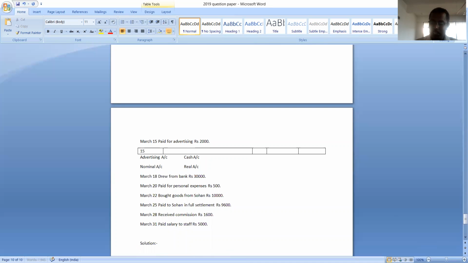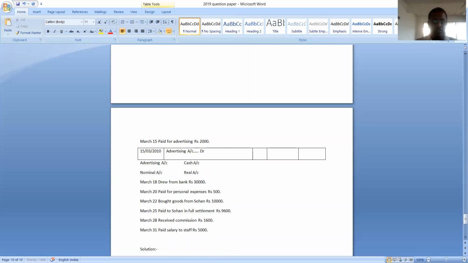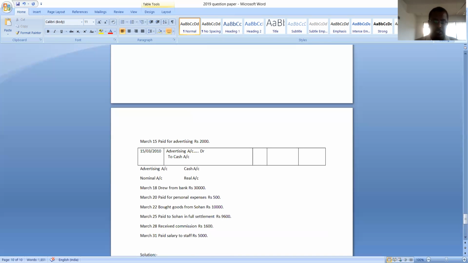Paid for advertising means advertisement is expense, so advertisement account should be debited because the rule of nominal account is debit all expenses and losses. So since advertising is expenses, advertising account should be debited. Which account should be credited? Cash account should be credited. Why cash account should be credited? Because here cash is going out of the business. Understood? So let us write the narration now.